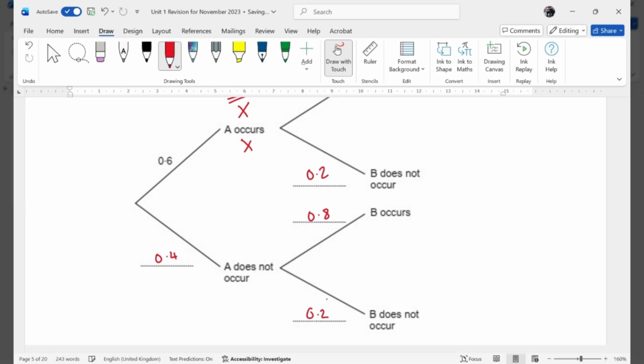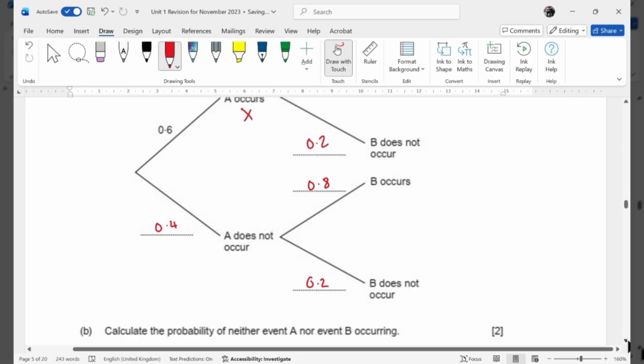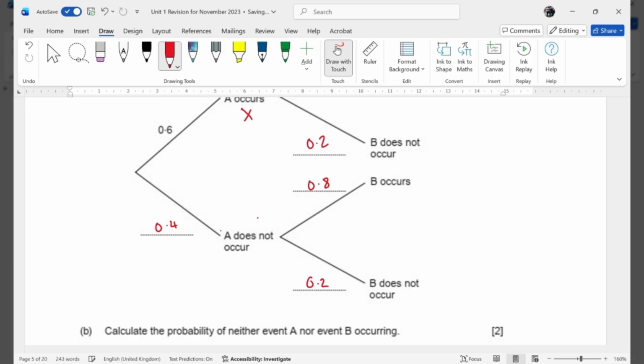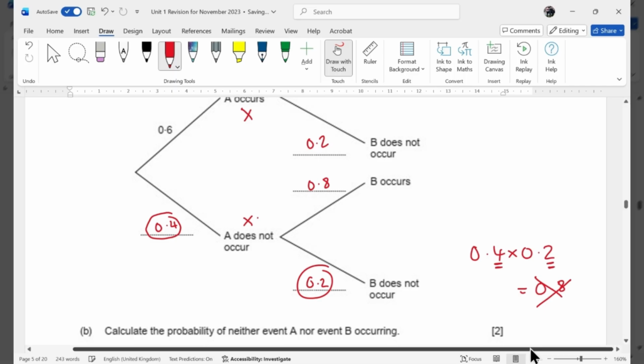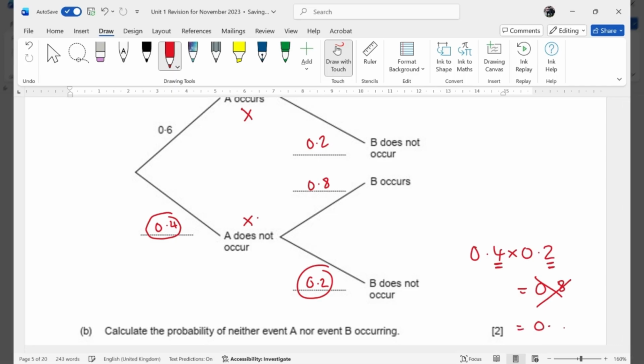And then you might get a part B, which asks you to do a different times sum. Calculate the probability that neither event A or event B occur. In other words, this happens, A does not occur, and B does not occur. And I'm so glad they've given me these numbers, because this is the one that will go wrong. Because a lot of people here are going to put that's 0.8, and it's not. It is 8, but there's one number after the point there, and one number after the point there. So I need 2 in my answer, so it'll be 0.08.